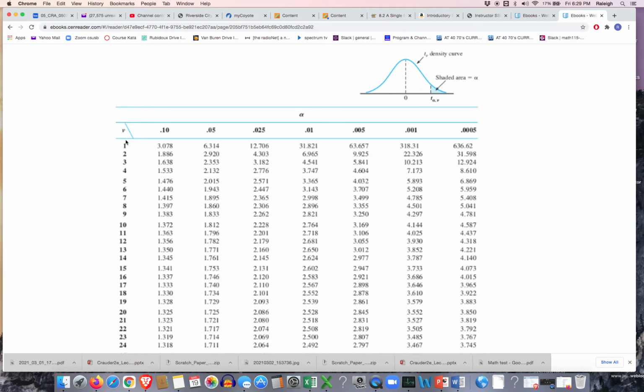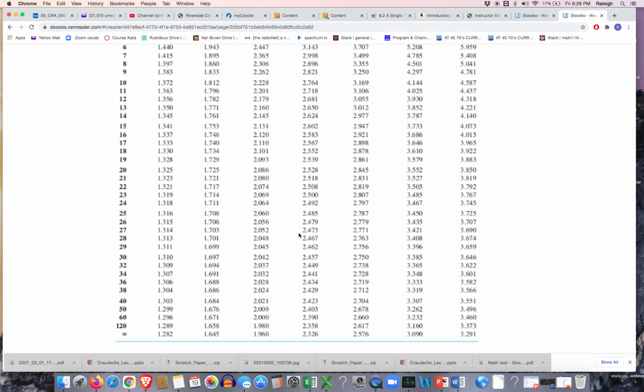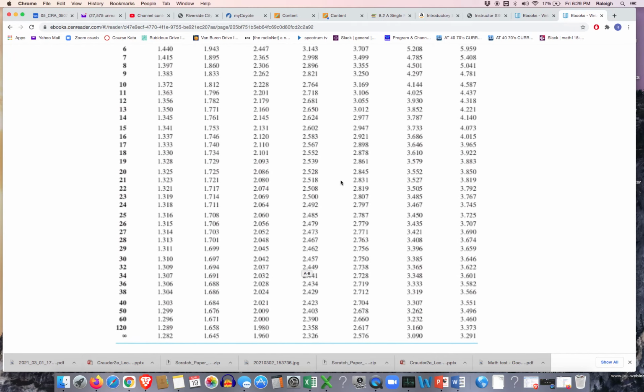But I'd say it's rather unusual to be using this top row anyway. But we can get potentially some very large values of T. If you look at the center part of it, all these values are pretty typically found just like Z's are. But there's one major difference.